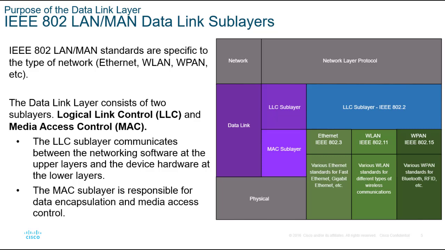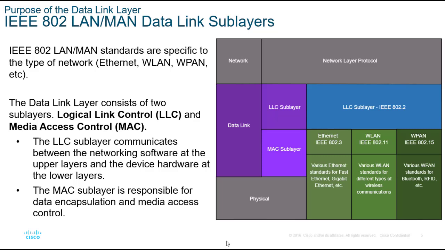The upper sublayer is called the IEEE 802.2 Logical Link Control, or LLC sublayer. The LLC sublayer's job is to communicate between the software at the upper layers and the device hardware at the lower layers. The LLC sublayer adds control information to the Layer 2 frame that shows which network layer protocol is being used. This is important because it allows both IP version 4 and IP version 6 to use the same NIC and network media at the same time.